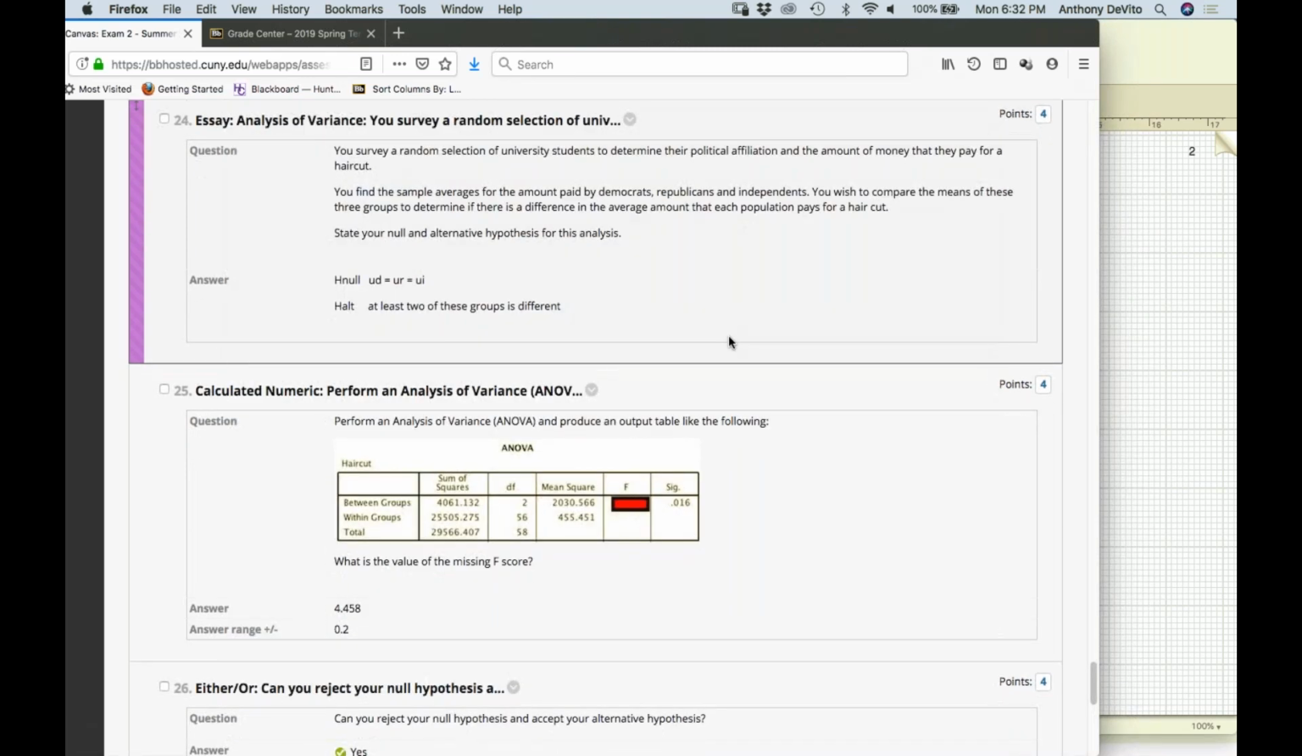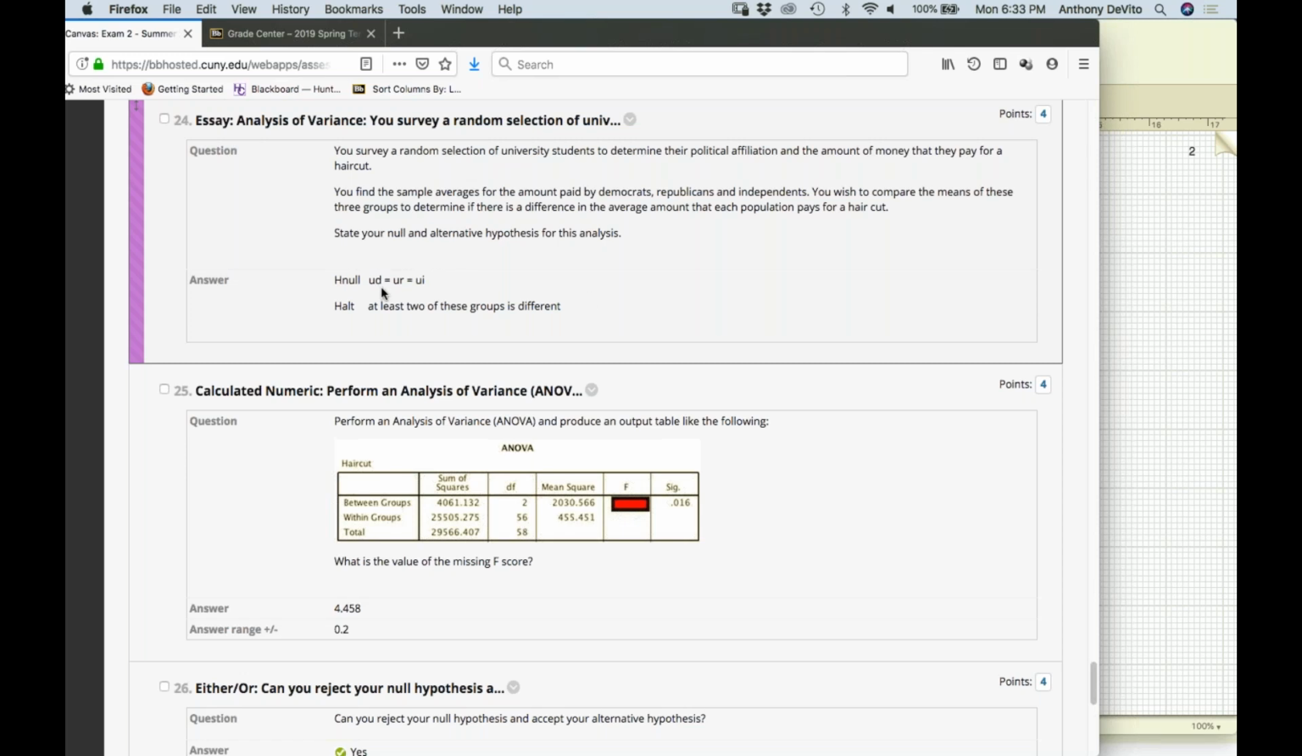So our null hypothesis is the mean price paid by Democrats is equal to the mean price paid by Republicans is equal to the mean price paid by independents. Everybody got that right? Null hypothesis. Okay, this is important. When we do analysis of variance, we do an analysis which substitutes for a t-test in a way. It's really kind of a t-test.